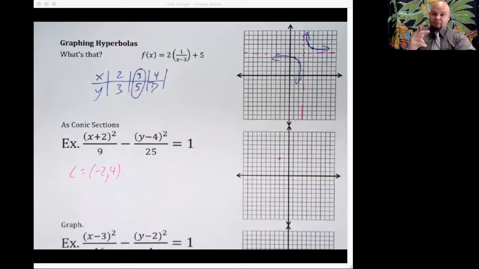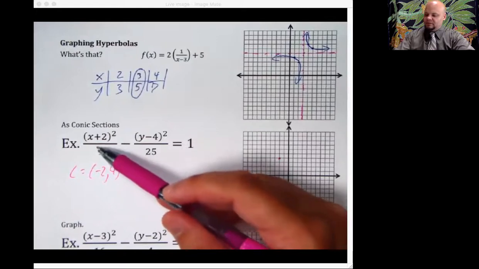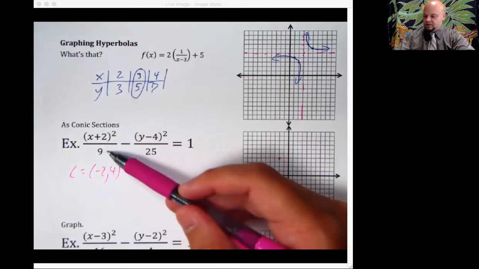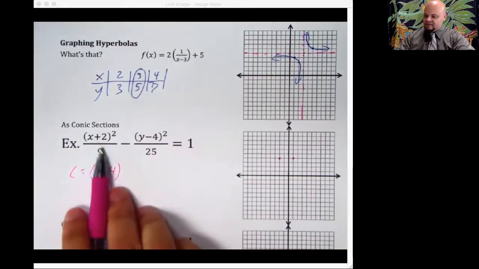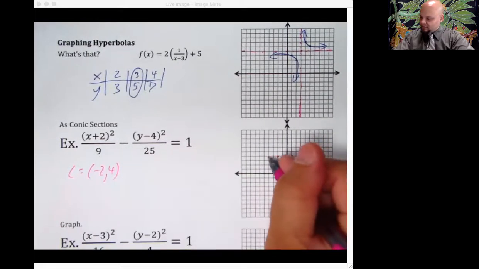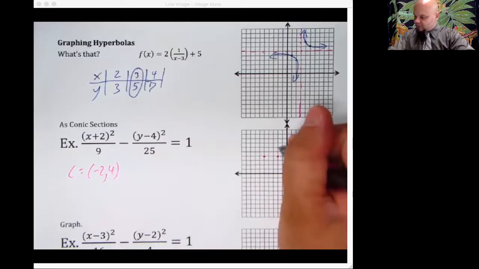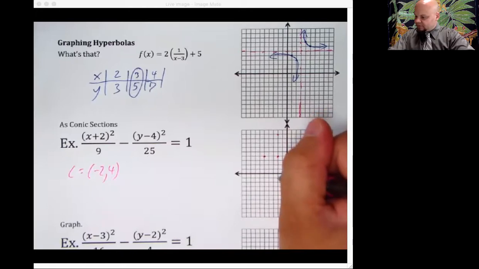Now, to get our vertices, at least what they were when they were ellipses, I'm not sure that that's what they're called for hyperbolas. I'll look it up by the next time I do a video. Let's see. It looks like we need to move over 3, because this is our a squared or b squared, and we would need to square root that. So over 3 to the left and the right, since it's the x's. And then on the y's, we're going to need to move 5, because the square root of 25 is 5. 1, 2, 3, 4, 5, right there.